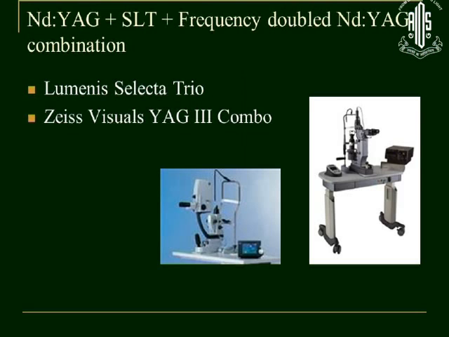Then of course, glaucoma completely, the SLT as well as ND-YAG as well as frequency doubled. That again is Zeiss, this is a Visulas 3 combo, that was a Visulas 2. So Zeiss makes both of them. They make all three actually, individual plus duo plus 3. And the Luminous Selector Trio is another one. There are two companies which make a 3-in-1 laser, which would be very, very useful to have.